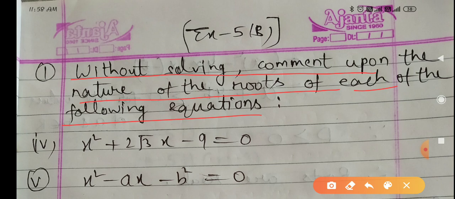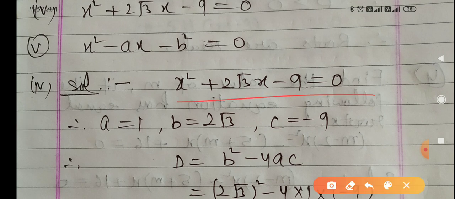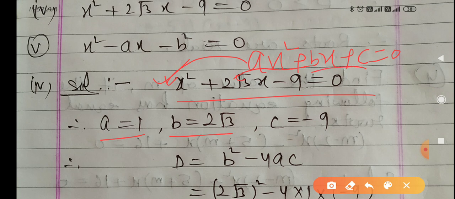Two parts I am taking, fourth and fifth part. So in the fourth part you can see the solution. The given quadratic equation is x square plus 2 root 3 x minus 9 equals 0. So first of all, make the comparison of the given quadratic equation with ax square plus bx plus c equals 0 and find the values of a, b, c. In place of a, 1 is there. In place of b, 2 root 3 is there. You can see in place of c, minus 9 is there, with the sign I told you.